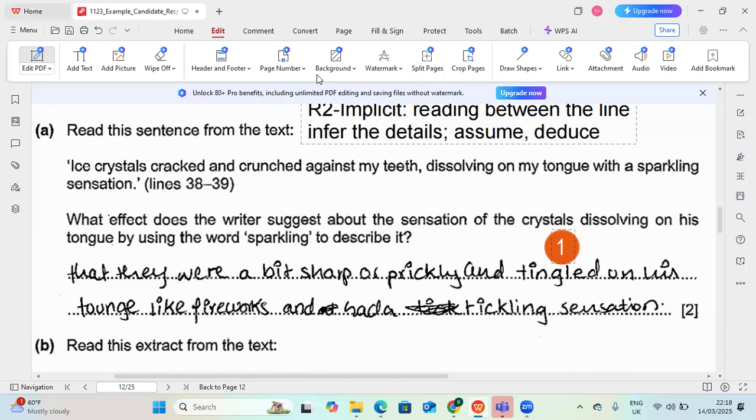Sparkle is also a toothpaste. You might have heard that. People say, oh, you have sparkling teeth. But in this case, sparkling is used in a different context. Can anyone tell me?